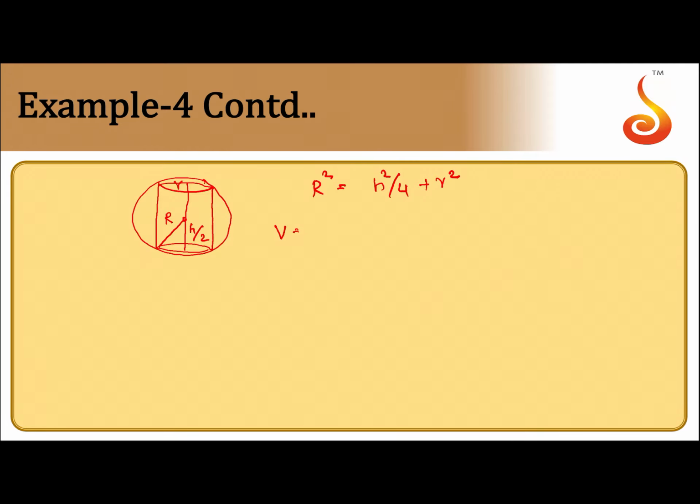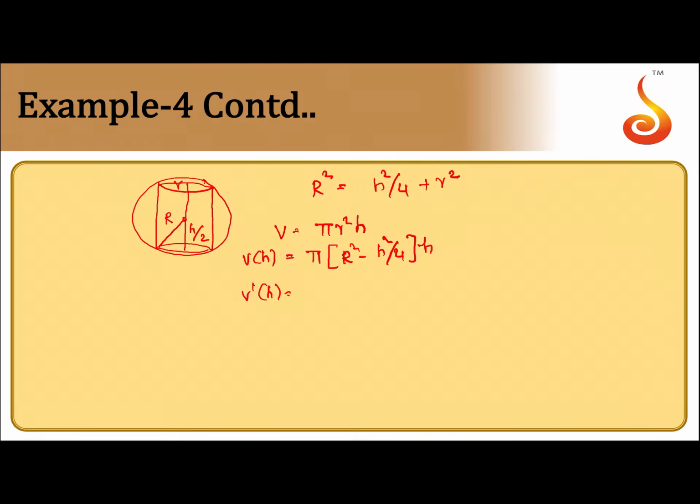Now what is the volume of a cylinder? Volume of a cylinder is pi r square h. Because we have to bring it into standard form, what is r square? Capital R square minus h square by 4, into h. This is equal to V of h.